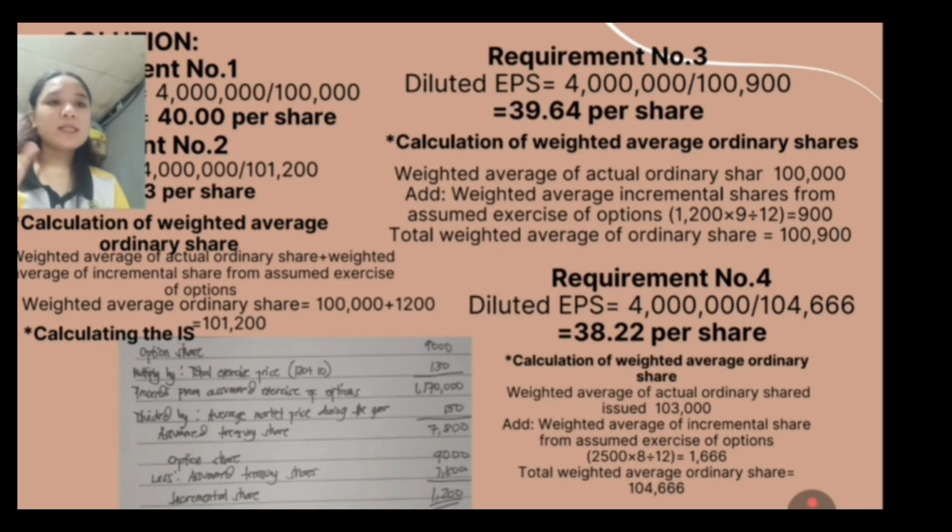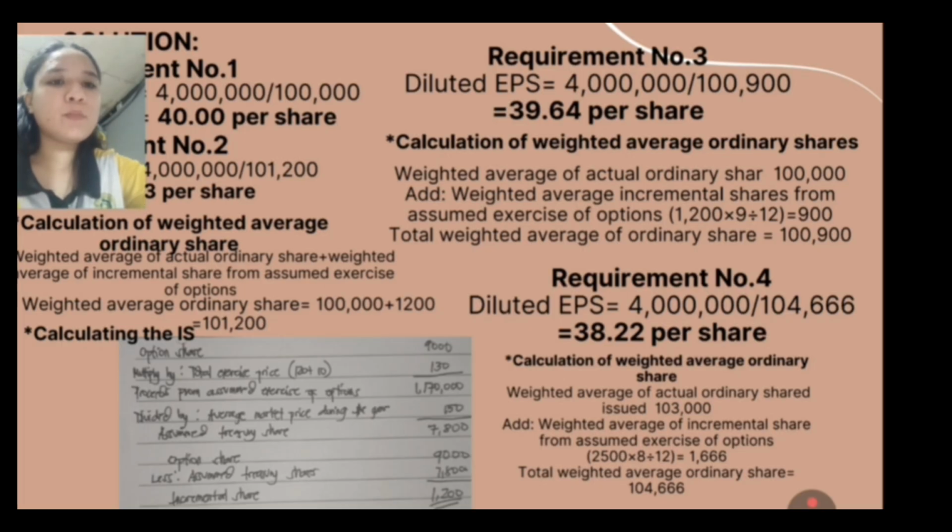Where do we get the 9 months? It is from the date of issuance up to the reporting date. The date of issuance is April 1, so up to December is 9 months. Then the total weighted average ordinary shares is equal to 100,900. So that is our diluted EPS of 39.64 per share.